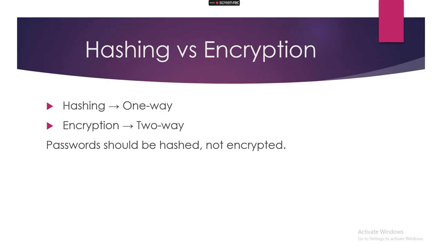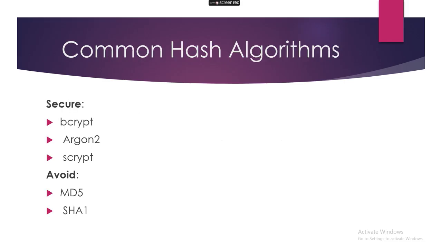Hashing versus encryption: hashing is one way, encryption is two ways. With encryption, you can encrypt information and it gives you some random text, some gibberish, and then you can decrypt it as long as you have the encryption key. So passwords should be hashed, not encrypted. Secure hashing algorithms are bcrypt, as I mentioned, Argon2, and scrypt. You want to avoid MD5 and SHA1, and there are a few others, but most of the time for Spring, we're going to be using bcrypt.